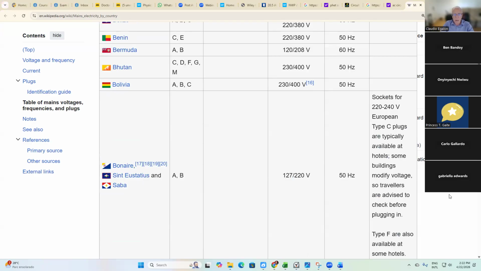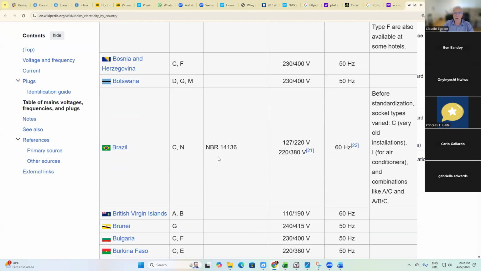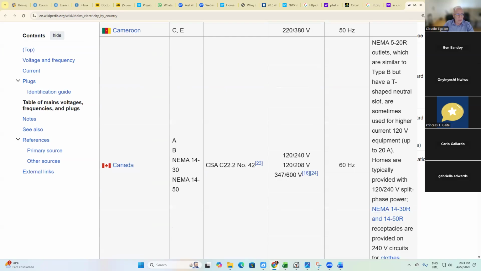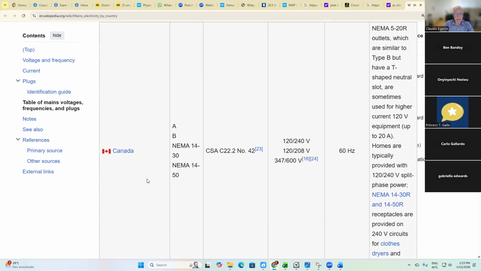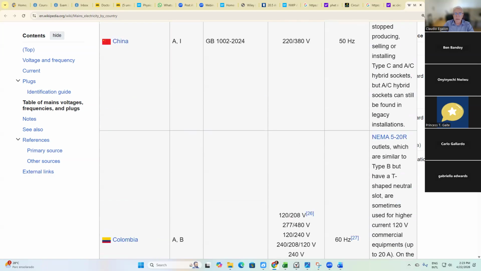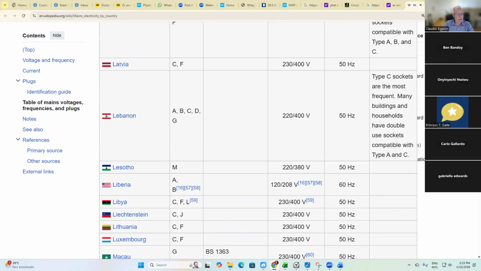Let's take a look. Brazil, right here. 127 to 120. And it's 60 hertz, just like in North America. Botswana, that's Africa, 50 hertz. Let's take a look at the US. Canada, right? Canada is North America, 120, 60 hertz. Should be similar to the United States.